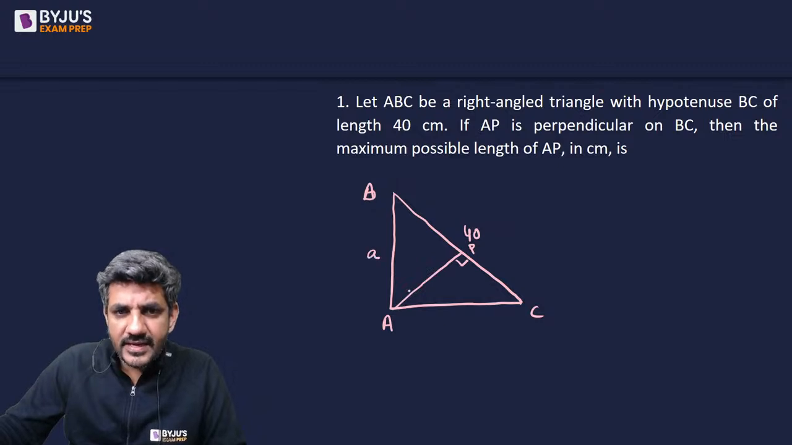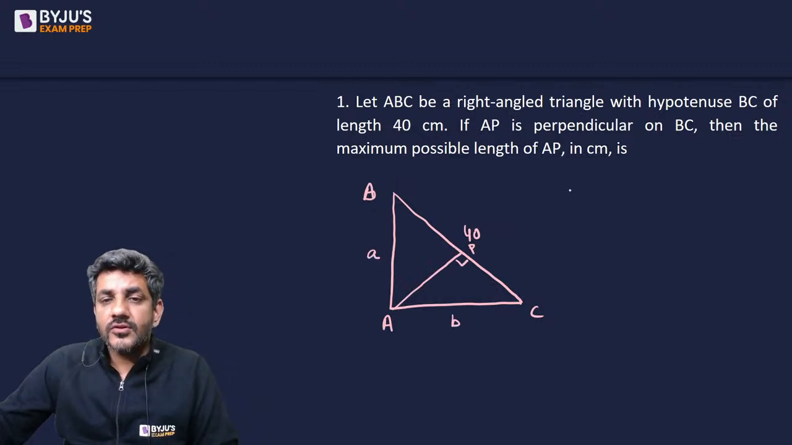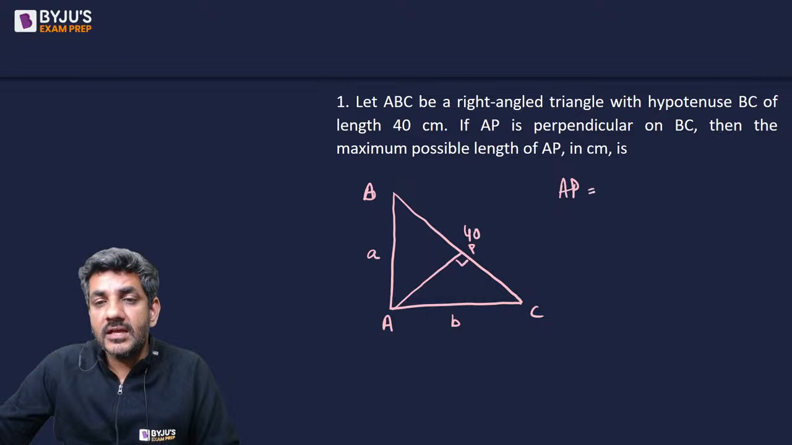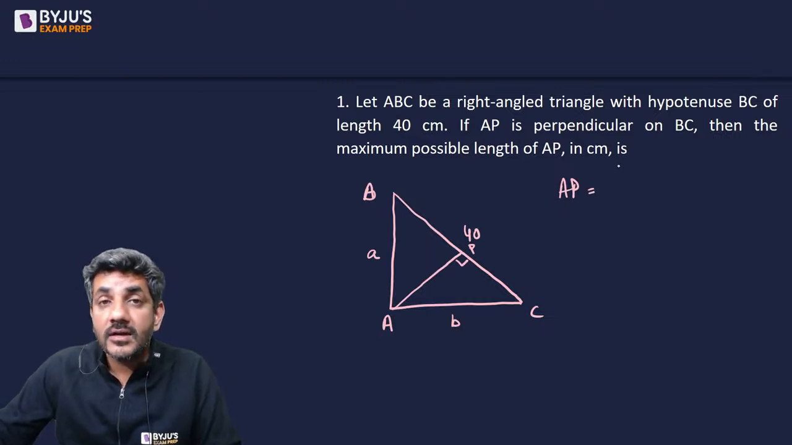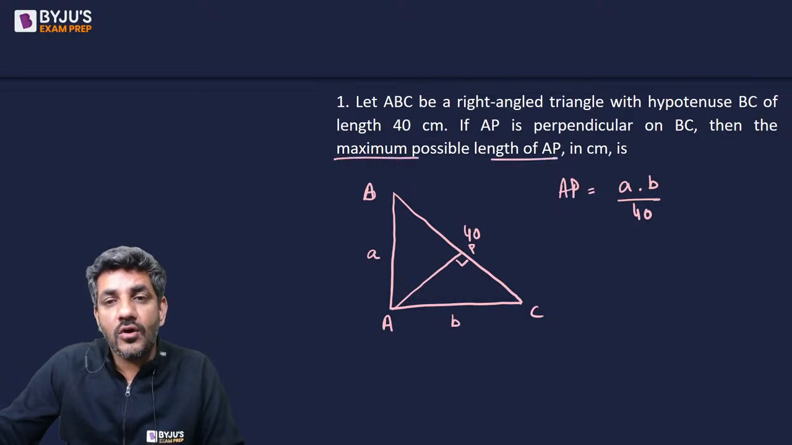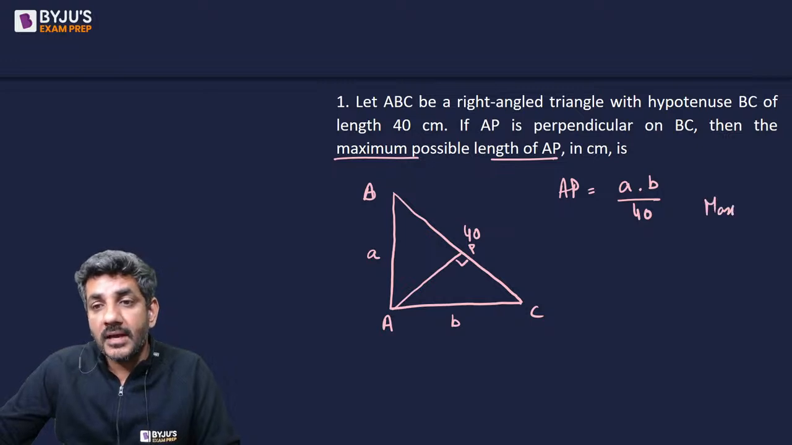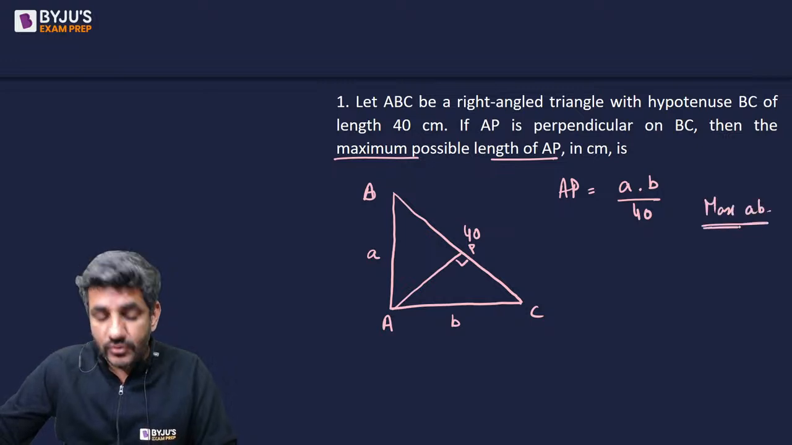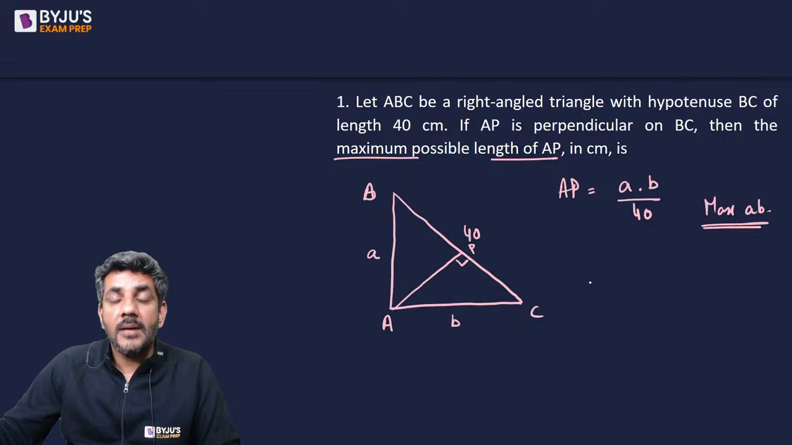Let's say this side is A, this side is B. We all know the formula to find the length of the altitude of a right angle triangle is given by perpendicular into base divided by the hypotenuse. So the maximum possible length of AP is A into B by 40. So I want to maximize the value of A into B.